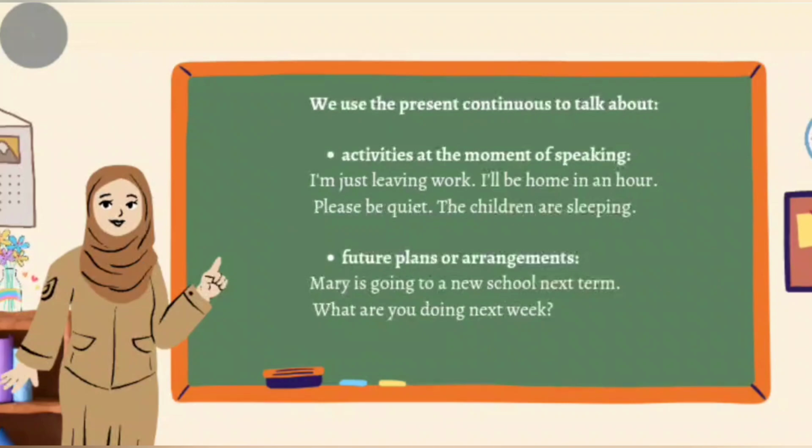We use the present continuous to talk about first, activities at the moment of speaking. For example, I'm just leaving work. I will be home in an hour. Please be quiet. The children are sleeping.